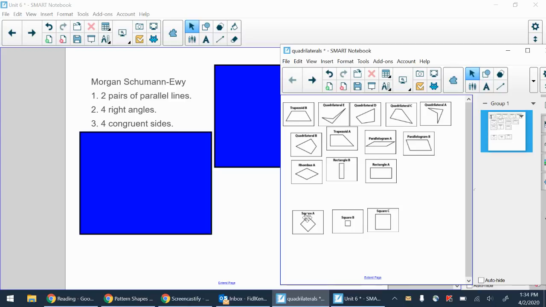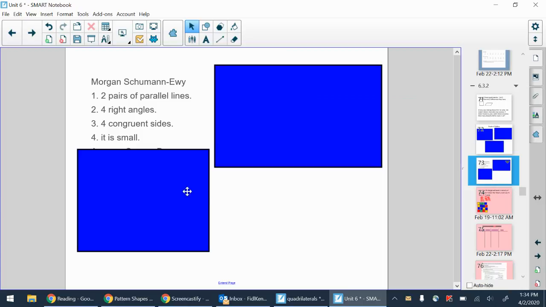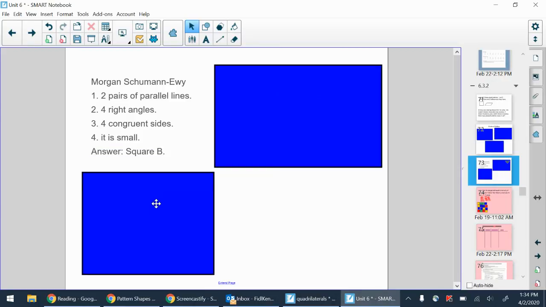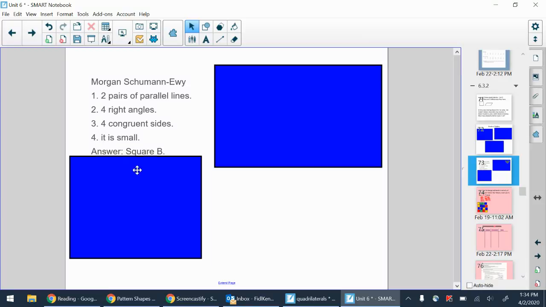So Morgan, let's see if your last clue will help me figure out which square I'm going to be pointing out. It is small. All right, well, going with the different sizes, square B is the smallest. So let's see if it's square B. Yes, it was. Great riddle, Morgan.